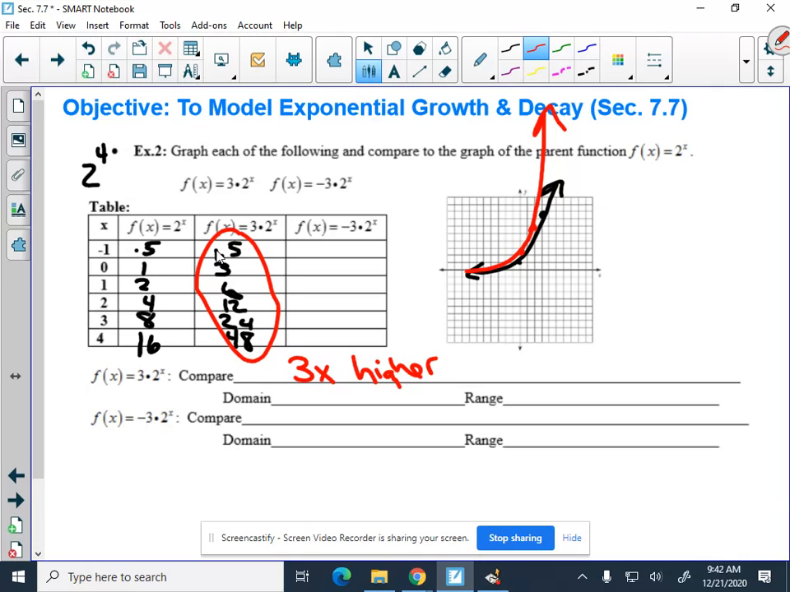3 times the amount. What's the domain? The domain is still all reals. The range is still y is greater than 0.